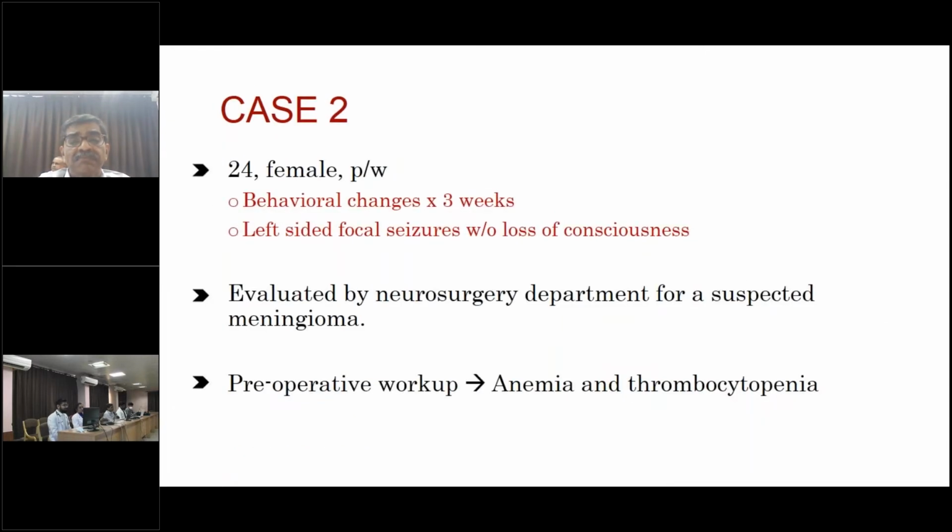The second case for the day is also quite interesting, and it was referred to us by our neurosurgery colleagues. The patient was under their follow-up when she presented with left-sided focal seizures without any loss of consciousness and behavioral changes spanning 3 weeks. This prompted imaging of the CNS, and it revealed a mass lesion in the falx cerebri, and a suspected diagnosis of meningioma was made. However, on a preoperative workup, the neurosurgeons found that there was anemia and thrombocytopenia, and thus we were called in for a consult.